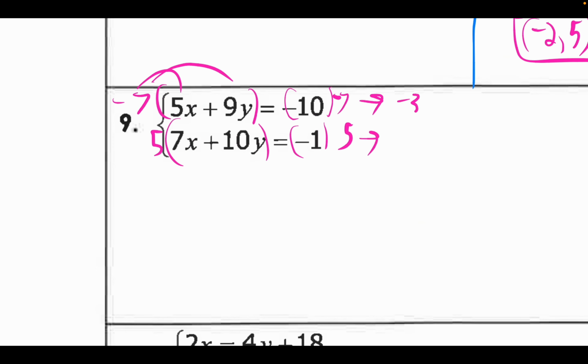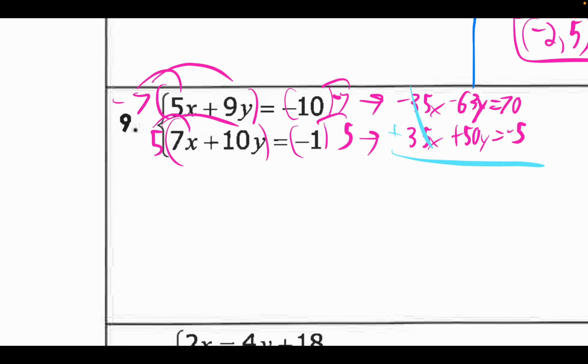And so I end up getting -35x minus 63y equals 70. And on the bottom, I end up getting 35x plus 50y equals -5. The x's eliminate. I get -13y, and I get 65. I divide by -13, and I end up getting y to be -5.